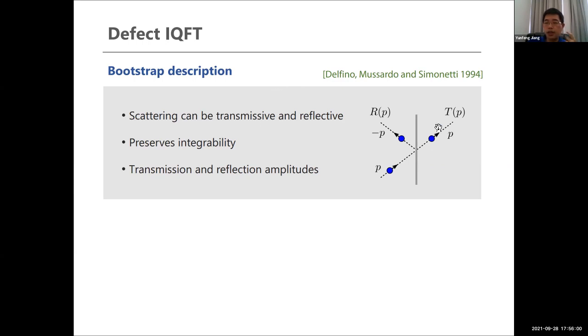So what is the difference between a defect and a boundary? If you have a boundary, then you take a particle and hit the boundary, you can only be reflected. But if you have a defect, there's a chance that you can go through. So there are two kinds of processes. One is the transmissive, and the other is the reflective. To describe these two processes, we will need to determine two quantities. One is the transmission amplitude, T, and the other is the reflection amplitude, which we denote by R.